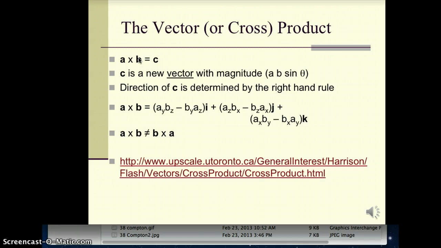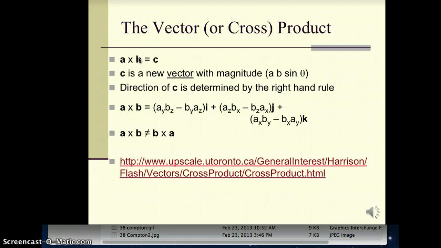Just like the dot product, we can use components to give us A cross B directly. However, this formula is not nearly as simple as the one for the dot product. And it also involves the unit vectors i hat, j hat, and k hat. So you can read this for yourselves, and you can see that it's the subtraction of various combinations of the products of the components. Finally, with respect to the vector product, it is important to remember that A cross B is not the same thing as B cross A.